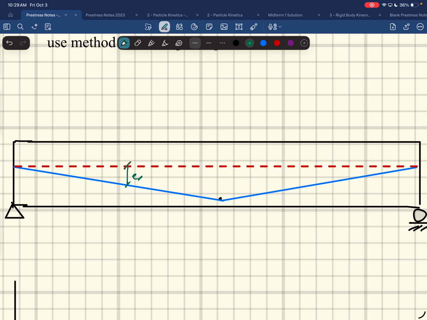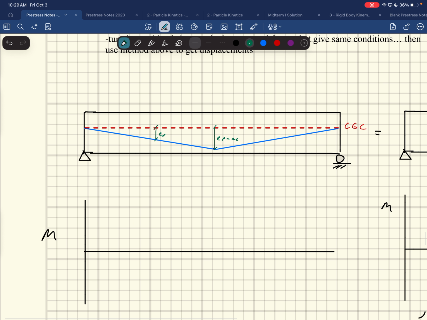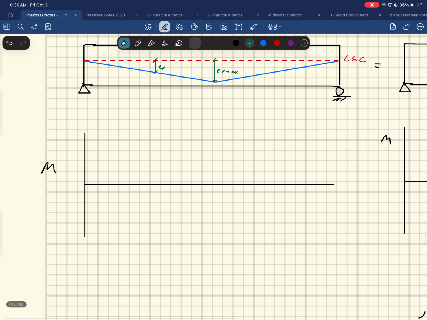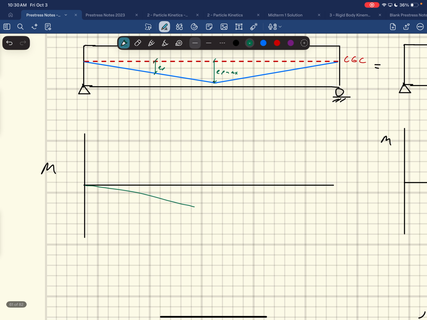That's EP, right? And then down here would be EP max. Okay, and so the moment that this would cause, this would cause a negative moment, right? Because it's causing it to pop up. This big pre-stress is going to cause it to pop up, and the moment would look just like that. It would be a negative moment.